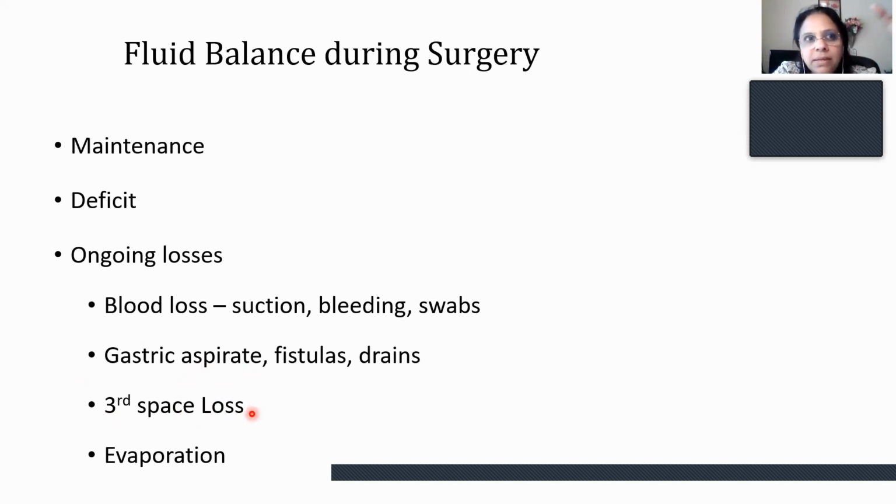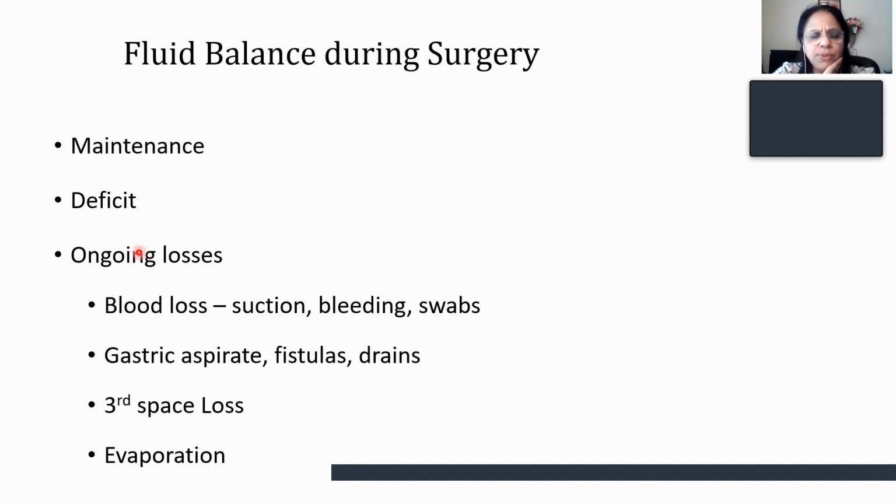For major surgery, there is a certain amount per kilo, and for intermediate surgery, a different amount per kilo. So the third space loss is calculated according to whether the surgery is intermediate or major. And also when the body is open to the outside, there is a lot of evaporation. You don't see that, so that is also counted, 200 ml per hour, like that.